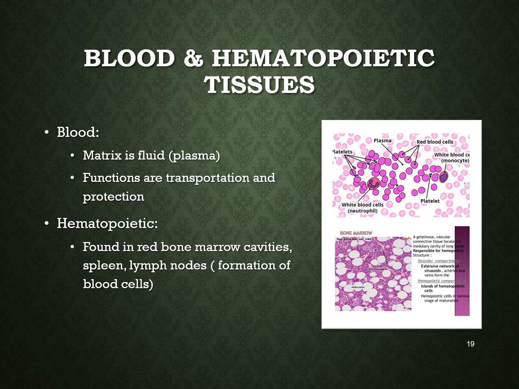And then hematopoietic tissue is found in red bone marrow cavities. It is also found in the spleen and the lymph nodes, and the job of this tissue is to manufacture red and white blood cells.